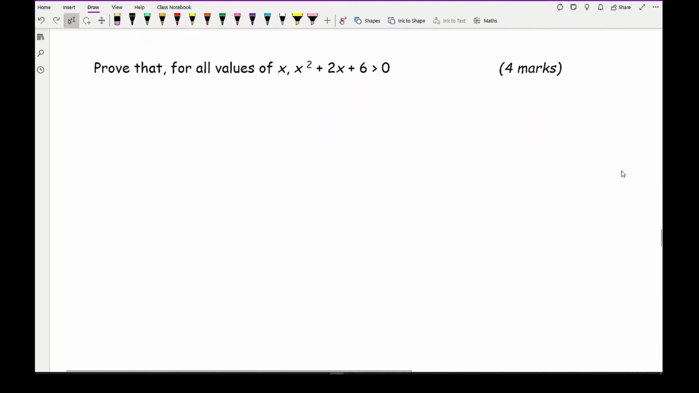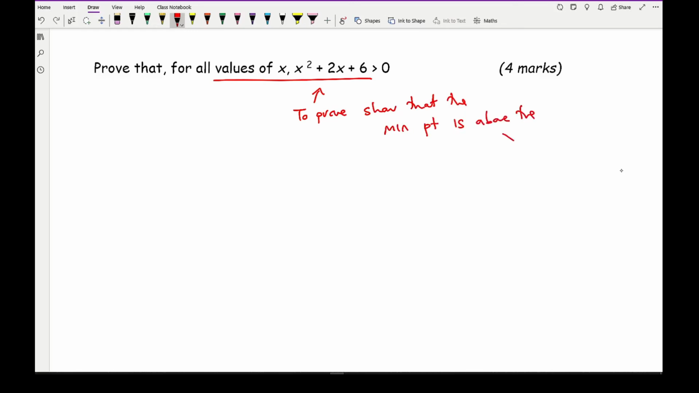So then moving on to the next example, which again, we can use a similar sort of technique with completing the square. It says prove that for all values of x, x squared plus 2x plus 6 is greater than 0. Now, to prove this, show that the minimum point is above the x-axis. Now, we know straight away that x squared plus 2x plus 6 is going to produce a positive parabola.